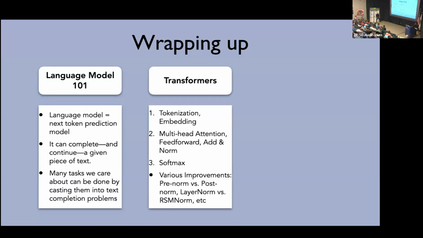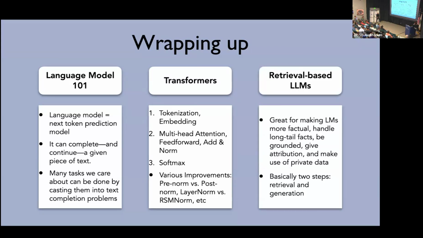Then we did a deep dive into the architecture of transformers. It has an input layer that has tokenization, embedding, and positional encoding. It has stacked transformer layers where the key operations are multi-head attention and feed-forward network, and it also has some add and norm operations. And then finally, it ends with the softmax that transforms the vector into a probability distribution. We also briefly talked about various improvements after the original transformer, like pre-norm versus post-norm and RMS norm.